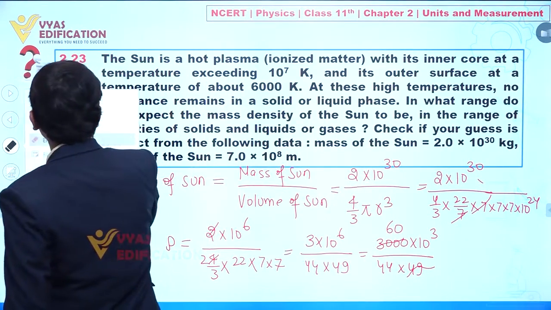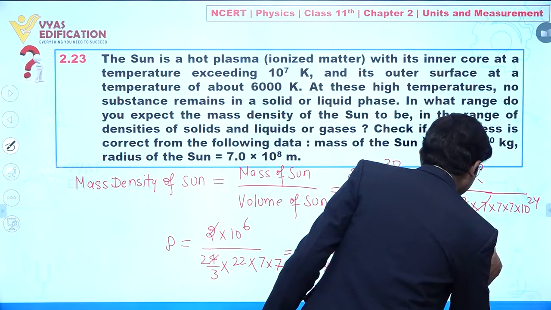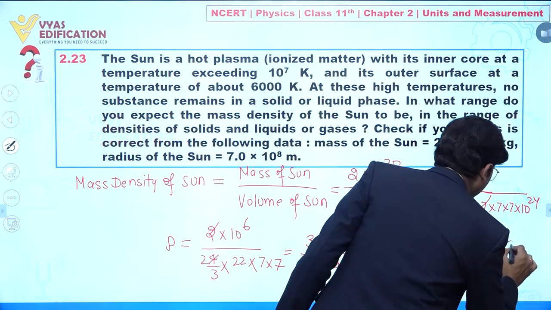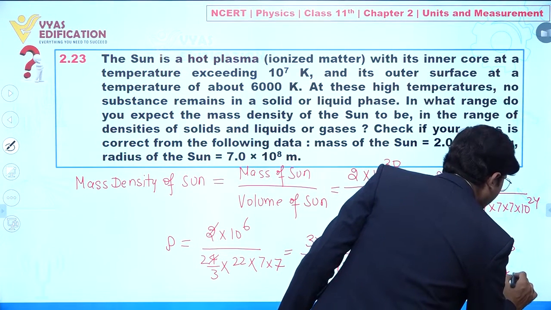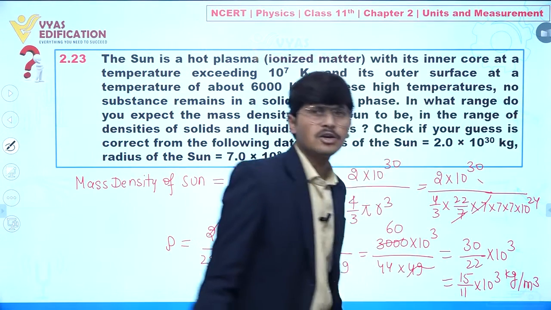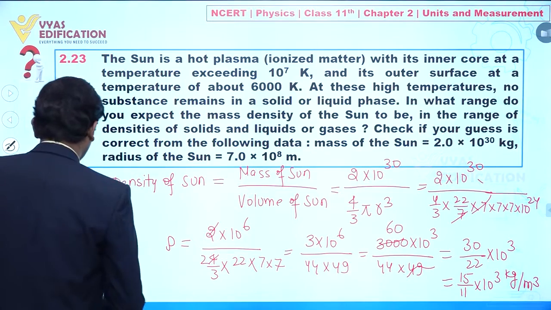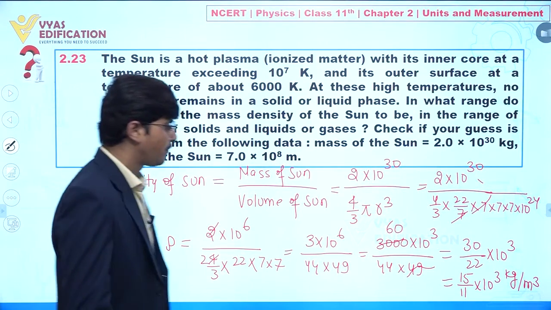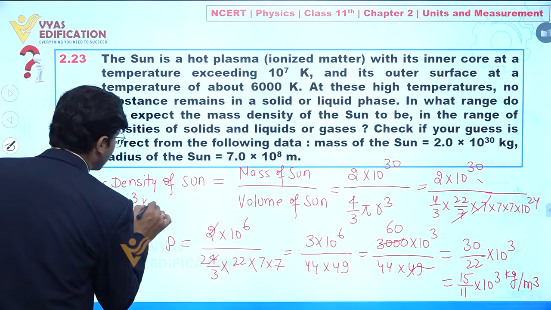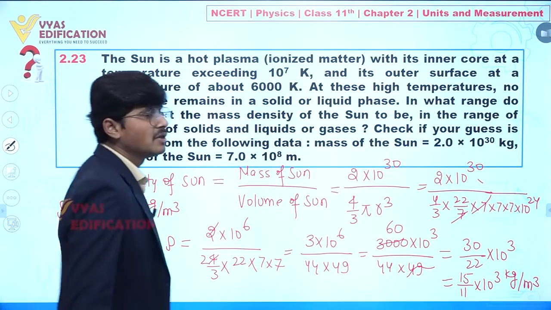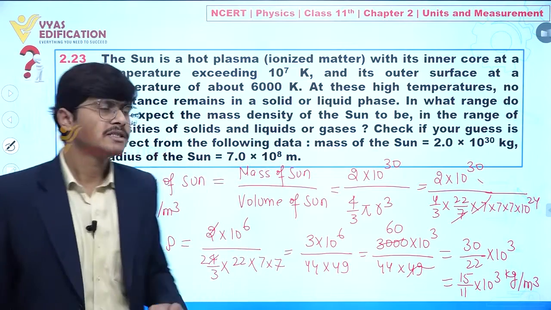Now we have 60 and 44, so we can say this is 30 divided by 22 into 10 to the power 3, or 15 divided by 11 into 10 to the power 3 kilogram per meter cube. 15 by 11 is equal to 1 point something; approximately rho is 1.4 into 10 to the power 3 kilogram per meter cube. This is the mass density of the sun.